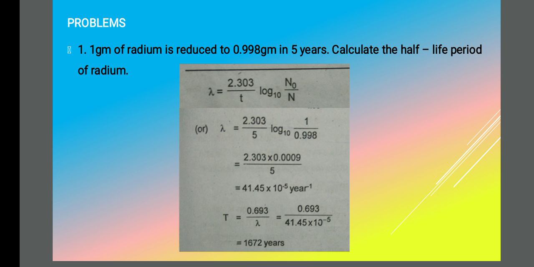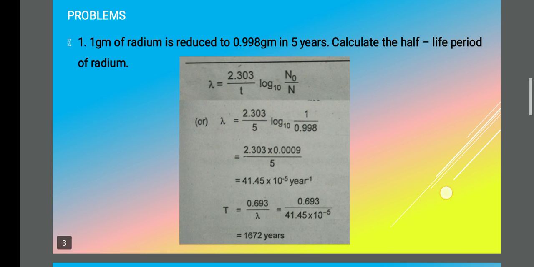I'll repeat. The final thing is the half-life period t is equal to 0.693 divided by lambda. If you substitute the value of lambda, which is 41.45 into 10 to the power of minus 5, the answer is 1672 years.